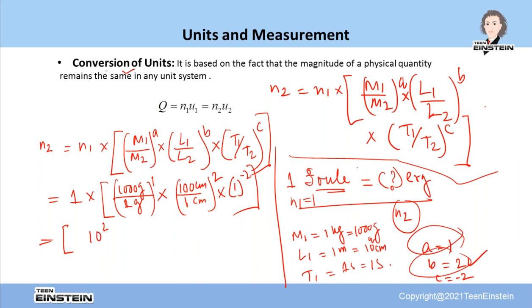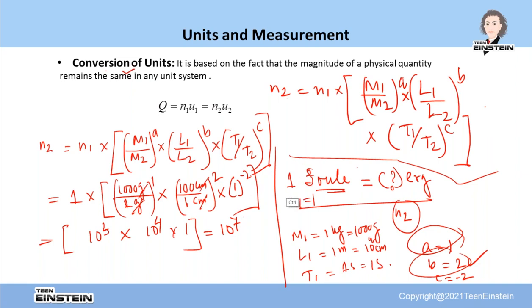I get 10 to the power 3. The gram and gram cancel out, and the centimeter cancels out. You get again 10 to the power 2 and whole to the power 2, so 10 to the power 4, and here you get 1. So what you get is actually 10 to the power 7. n2 means 10 to the power 7.